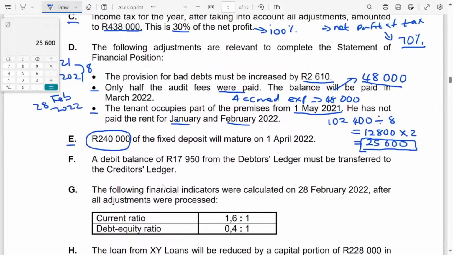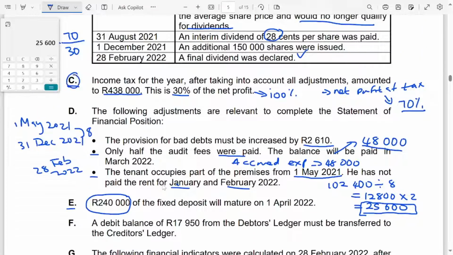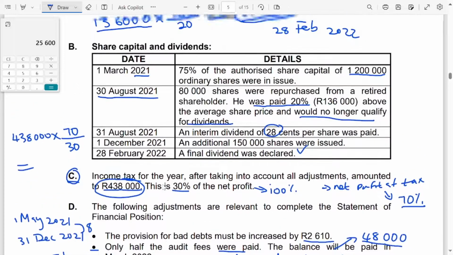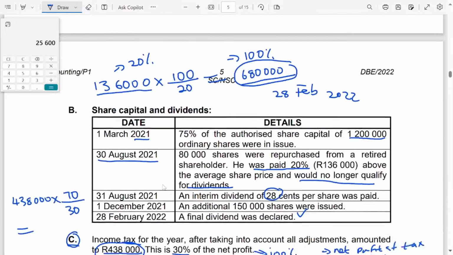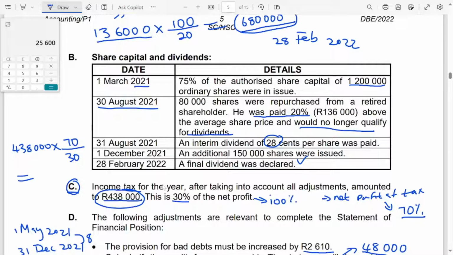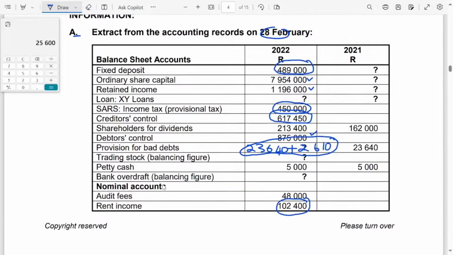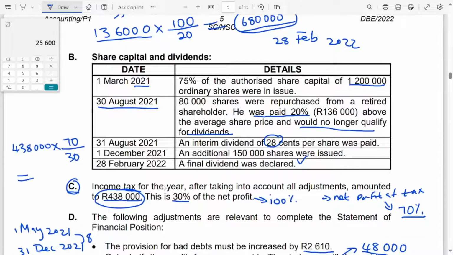Before we continue, just remember something. Here, in letter C, we forgot something: income tax. This income tax of 438,000, we must compare with the SARS income tax for the provisional tax, which is 450,000. So the business paid this tax in the current year. But if you check, the income tax is 438,000. So it shows that the business paid more. If the business paid SARS more, it means that SARS is owing us. When SARS is owing us, it is now an asset. So we need to find out how much that asset is. So 450,000 minus 438,000.